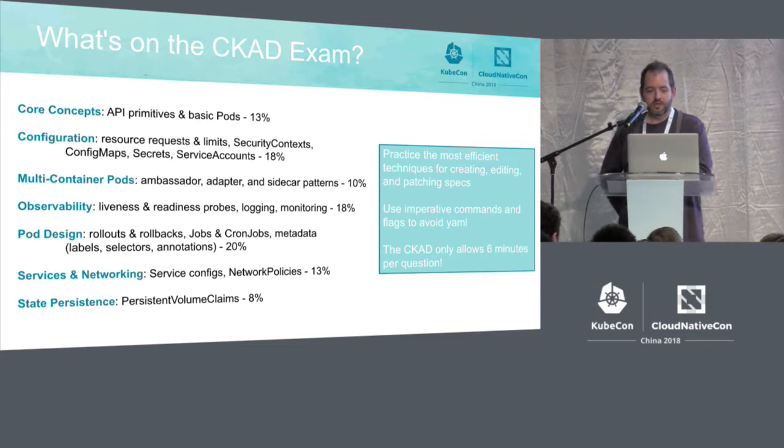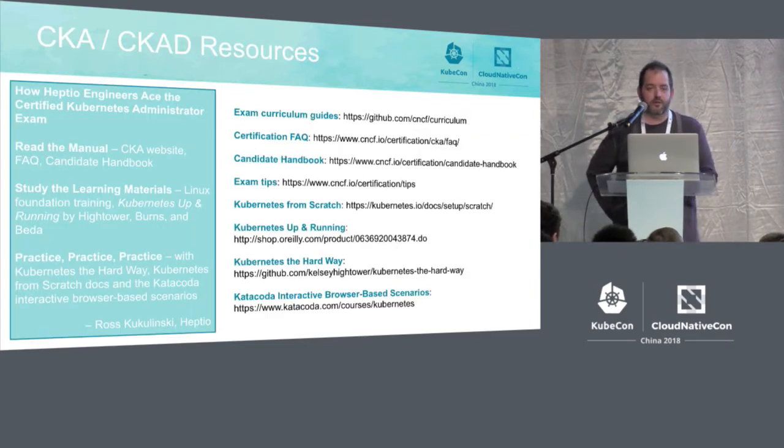So study up. And so some of the resources are here on this slide for you folks to take a look at. But great blog by Heptio. They talked about how their engineers passed, right? Take a look at the CKA website, the FAQ, the candidate handbook, Kubernetes Up and Running from Hightower, Burns, and Beda. Those are the guys, right? So obviously they know their stuff. You learn from them. As well, Kubernetes the Hard Way and the browser-based scenarios are going to be helpful, right? So all those links are here to help you practice.